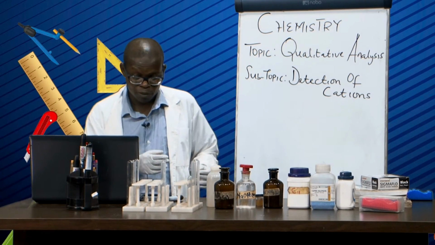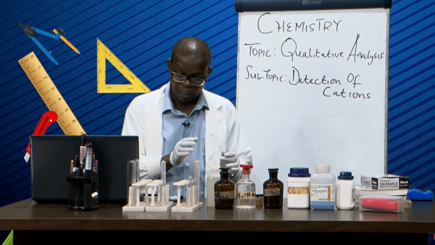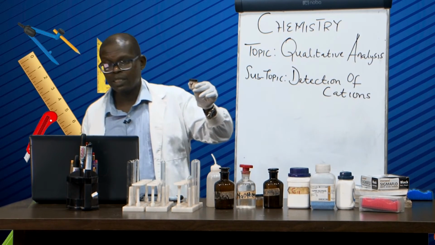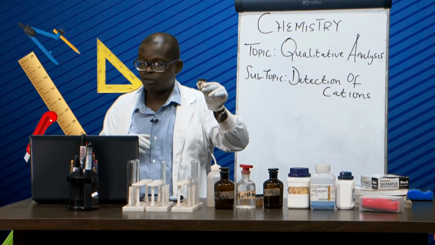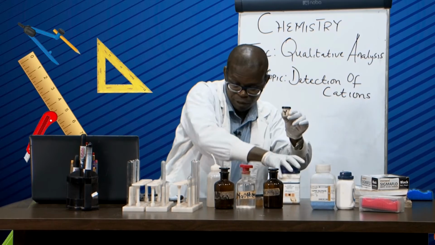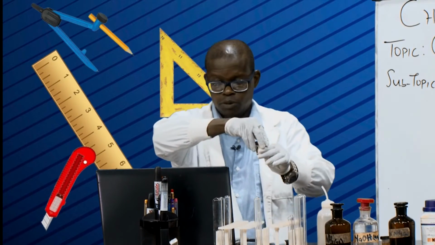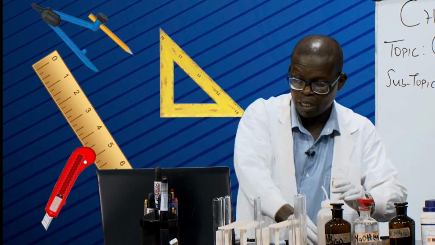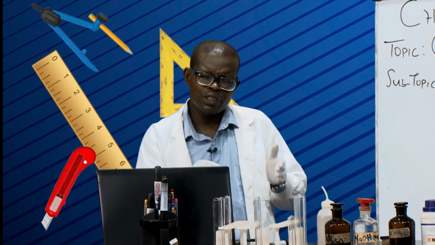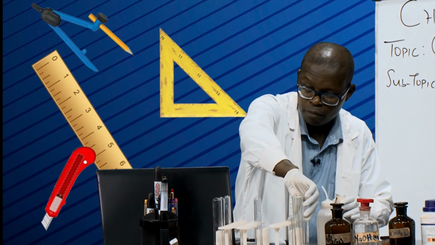And because of time, we have already prepared the solutions of the samples that we want to test for. So this one that you see here now is a zinc salt that has been dissolved in water, zinc tetraoxosulfate 6. This is the chemical here. So it has been dissolved already in water. You recall that I told you that when you are carrying out tests for cations, the salt given to you must be a soluble salt. That is, a salt that dissolves in water.